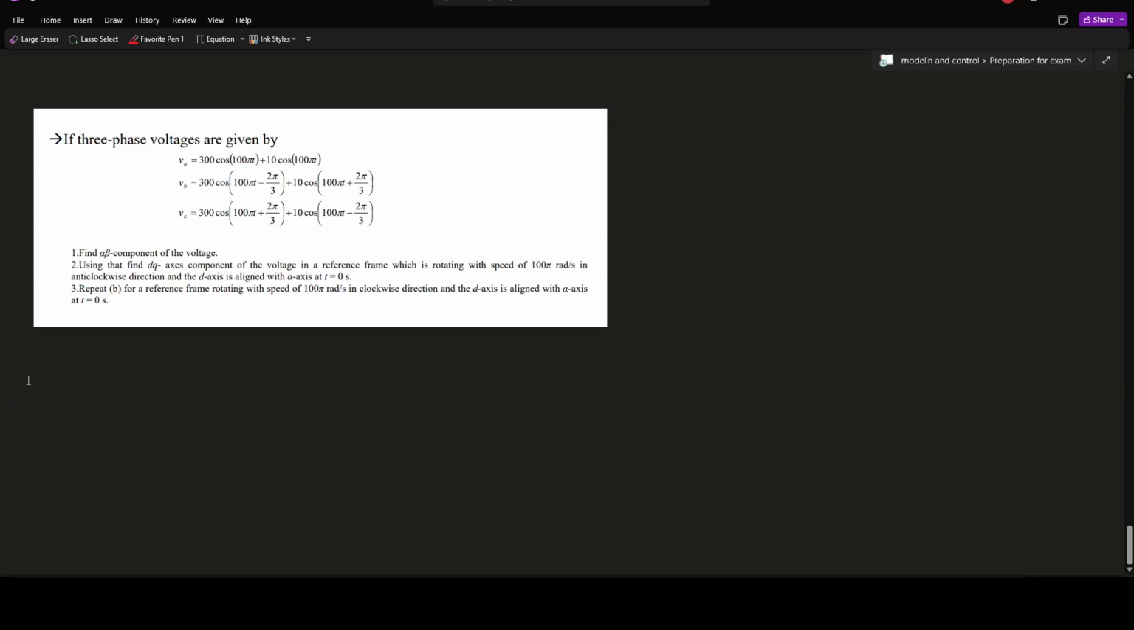Okay, now we are gonna look at this transformation exercise. So first they are asking us to find the alpha beta component of the voltage. So we've seen before the alpha beta component is given by the Clarke transformation, and here we have the matrix.